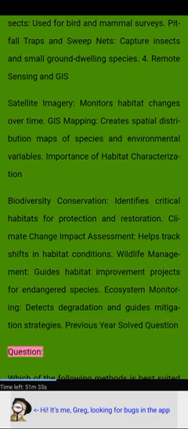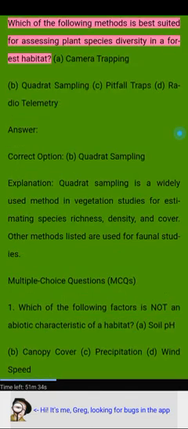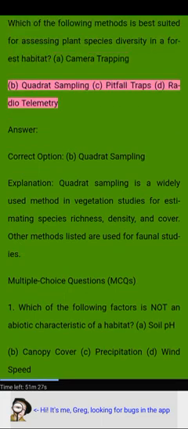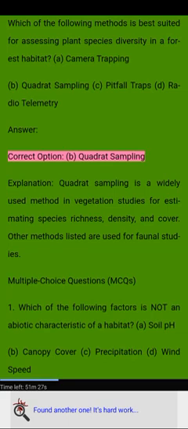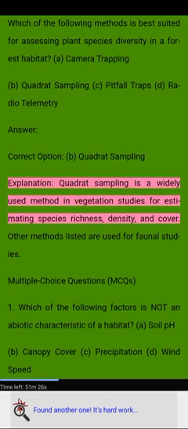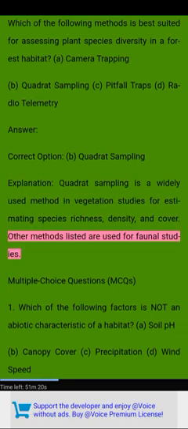Previous year solved question. Which of the following methods is best suited for assessing plant species diversity in a forest habitat? A. Camera trapping. B. Quadrat sampling. C. Pitfall traps. D. Radio telemetry. Answer: correct option B, quadrat sampling. Explanation: quadrat sampling is a widely used method in vegetation studies for estimating species richness, density, and cover. Other methods listed are used for faunal studies.